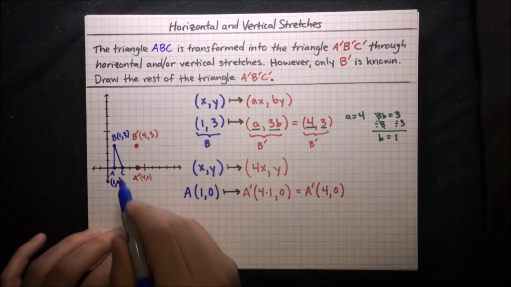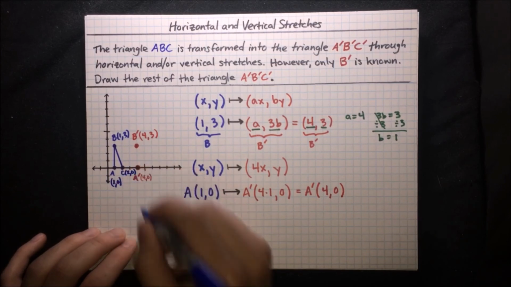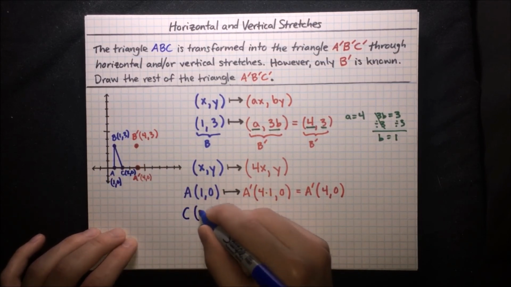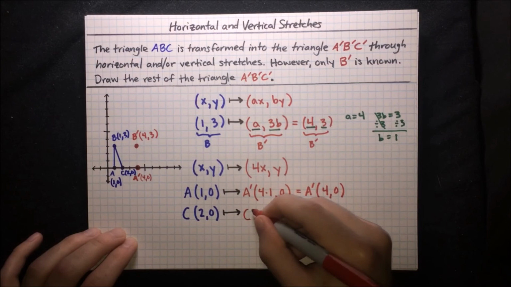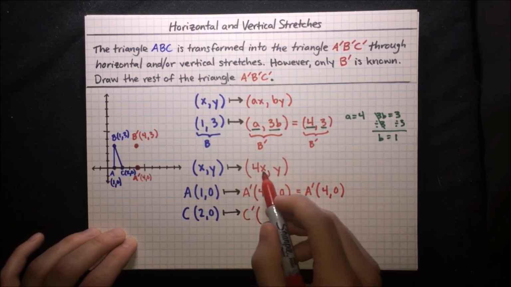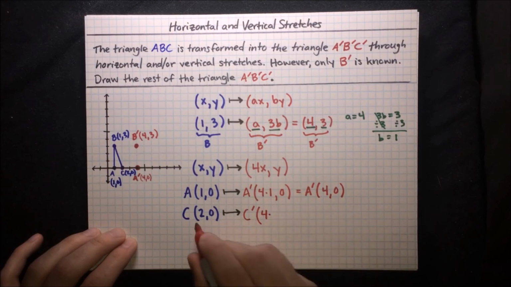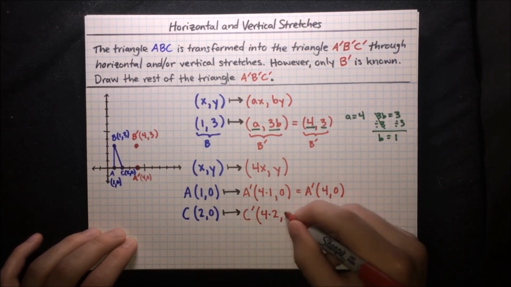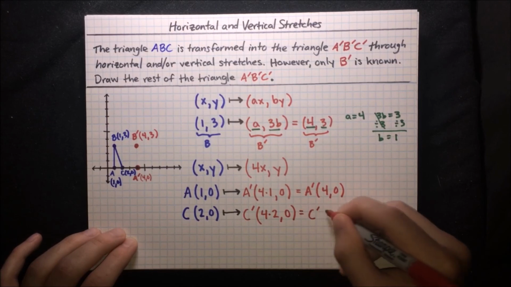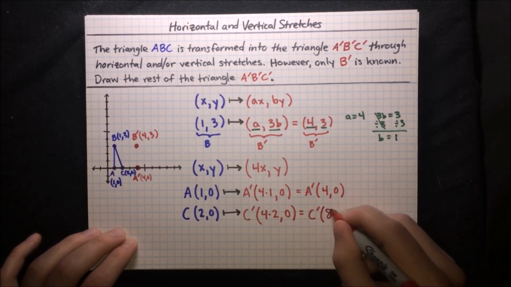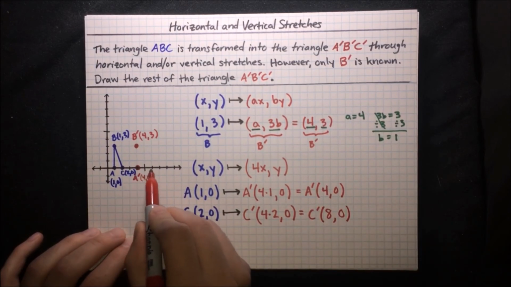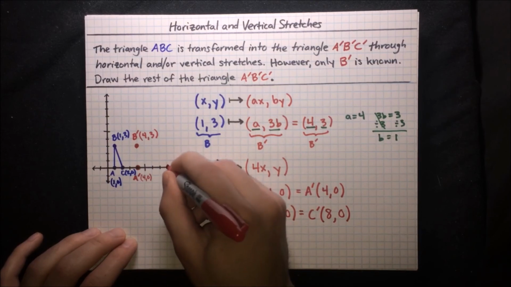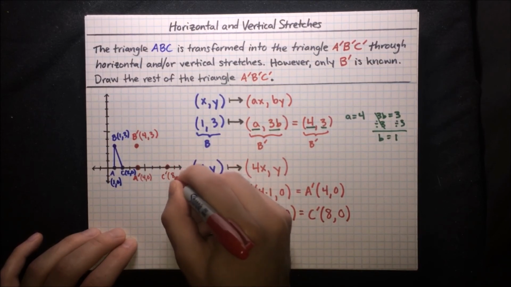Okay, and let's do the same thing for C. So C is originally 2, 0, and we just plug that into our transformation. C, the point 2, 0, is mapped to the point C prime, which is 4 times the original x-coordinate, so 4 times 2, and then the same y-coordinate, 0. And that simplifies to 4 times 2 is 8, and then 0. So C prime is 8, 0. So that's 4, 5, 6, 7, 8. There's the point 8, 0. So C prime, 8, 0.